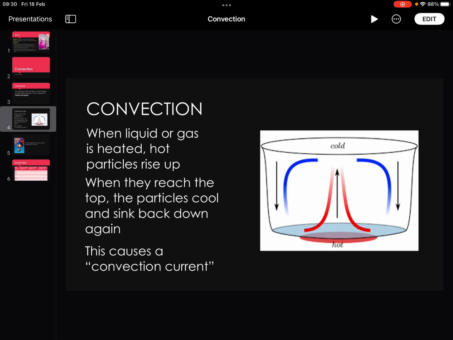Now let's have a little look at the sentences I wrote on the left. When liquid or gas is heated, hot particles rise up. When they reach the top, the particles cool and sink back down again. This causes a convection current. Now, what I would like you to do, please, is write those few sentences and draw me that diagram. So pause the video, do that.